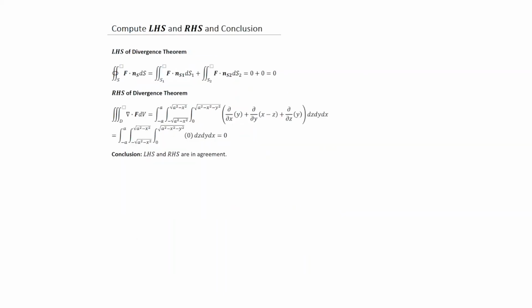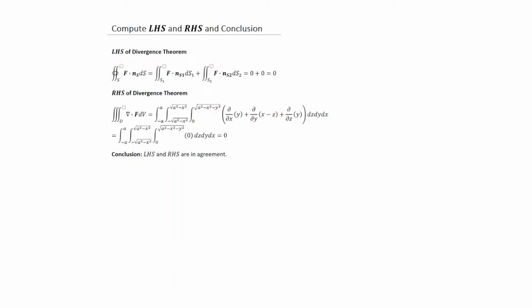All right, so now we end up completing the left-hand side. We've computed this one. We've computed this one. We know this is a 0, this is a 0, add them together and we get 0. So the total flux from that closed surface is 0.